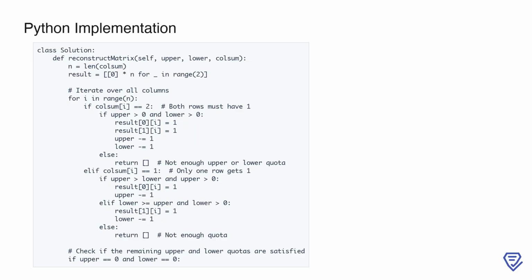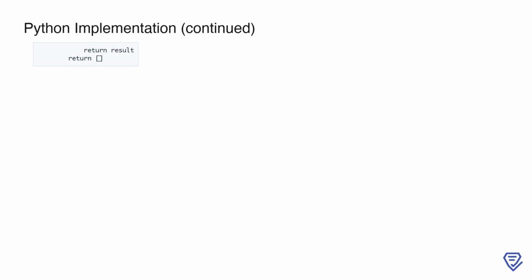reconstruction isn't feasible. Once the loop has completed, we perform a final check to ensure that both upper and lower quotas have been fully utilized. If both values are 0, it means the reconstruction was successful, and we return the result matrix. However, if either upper or lower remains greater than 0, it means the conditions were not met, and we return an empty list to signify failure. This final step ensures the solution adheres strictly to the constraints provided in the problem.